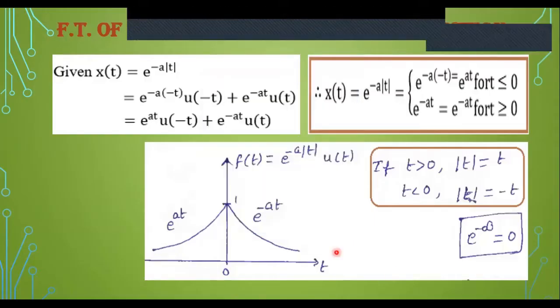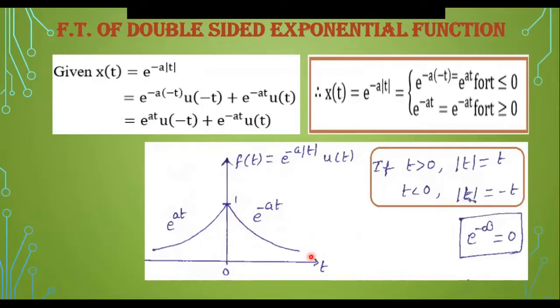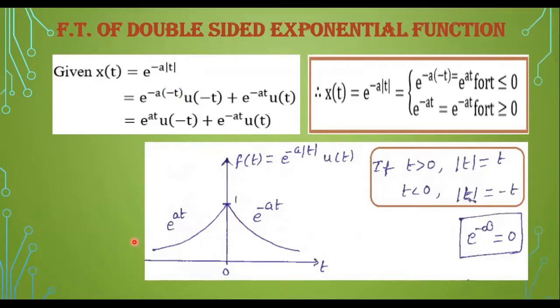So the graphical representation of the given signal: e power minus at u of t is the right-sided exponential signal, and e power at u of minus t is the left-sided exponential signal. Combining those two, we get the double-sided exponential signal. In previous topics, these were calculated individually. The right-sided exponential signal and the left-sided exponential signal are already calculated. Now calculate the Fourier transform of the double-sided exponential signal.